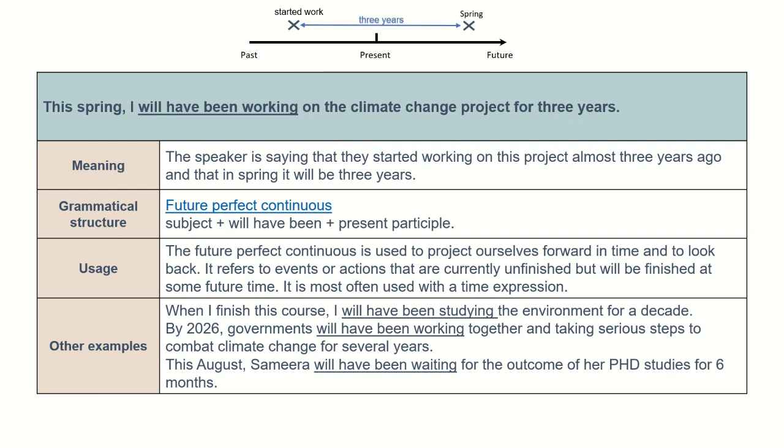Okay, here we're talking about future perfect continuous. Pay attention. We're talking about the future. That means I'm going to use will. Perfect, I'm going to use have been. And continuous, I'm going to use ing. This spring, I will have been working on the climate change project for 3 years.